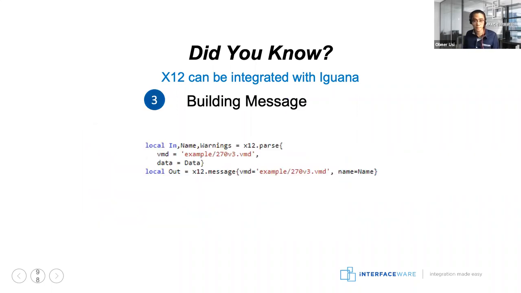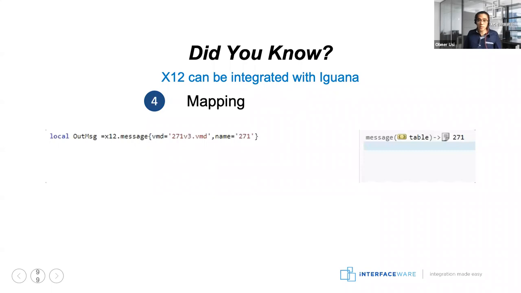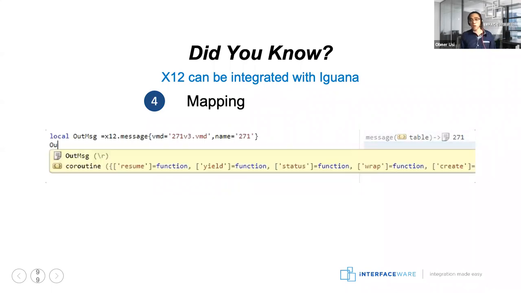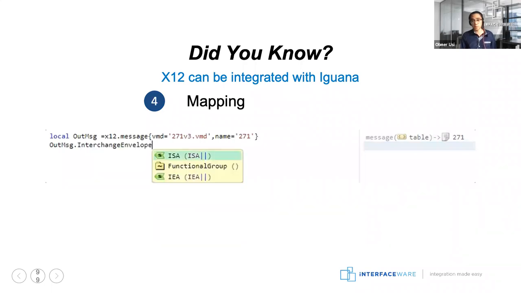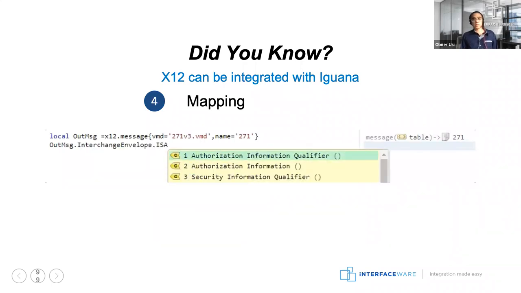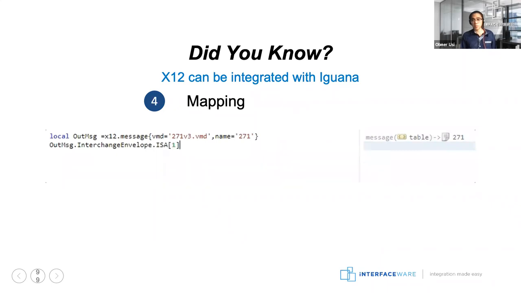Moving on, to build the message, similar to HL7, you will do x12.message to create an outbound message. This message can be used for mapping. And for mapping, you can use the auto annotations to get specific fields and assign a value accordingly. Here, I set authorization information qualifier to 00.